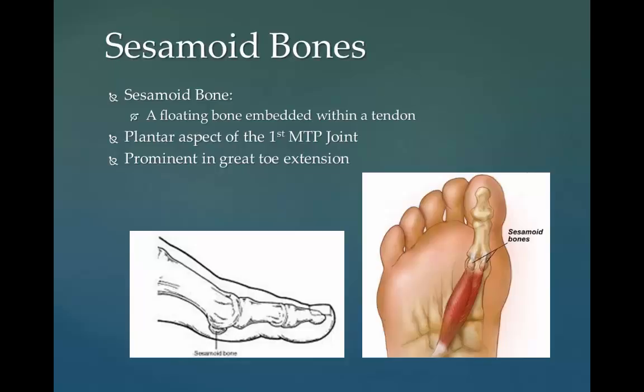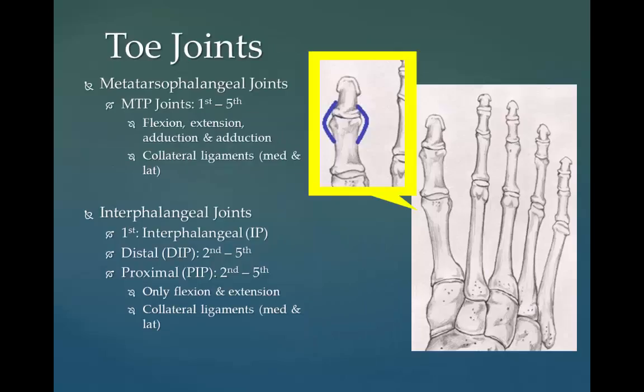The sesamoids help the big toe move normally and provide leverage when the big toe pushes off during running or walking. The sesamoids also serve as a weight-bearing surface for the first metatarsal bone, the long bone that connects to the big toe, absorbing the weight that's placed on the ball of the foot when walking, running, and jumping. Again, the joints of the toes are very similar to the joints of the hands.